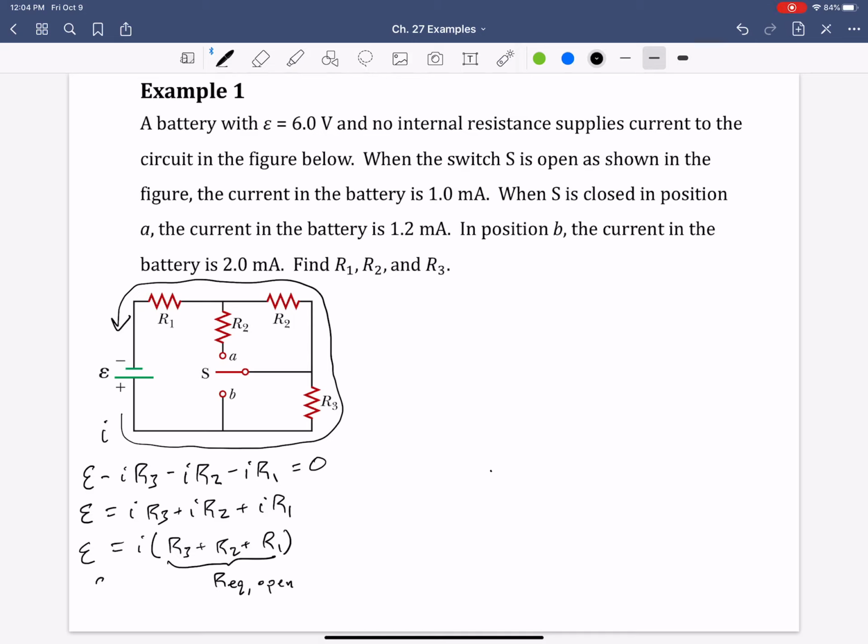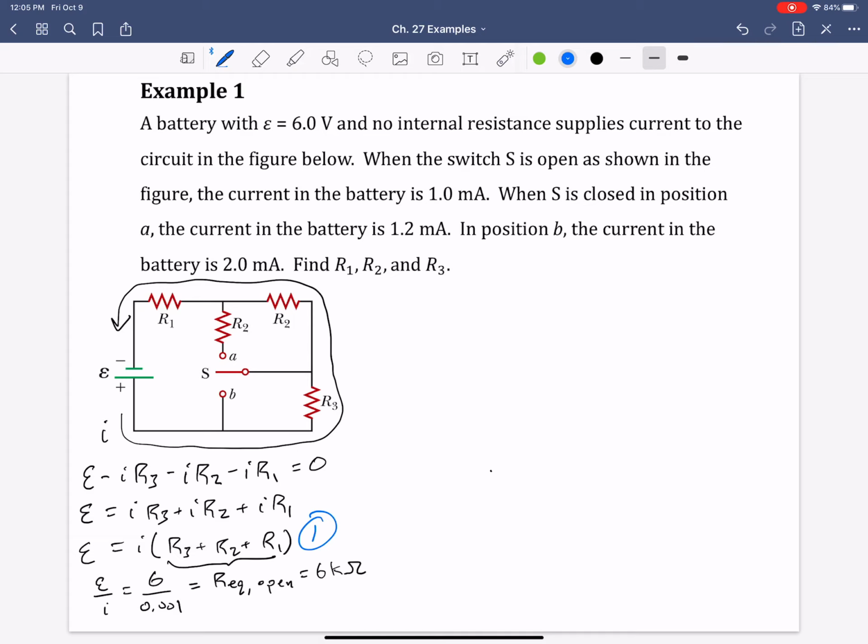That gives us EMF divided by i. And in fact, I'm kind of running out of room here. We have 6 volts divided by the current. I'll put it in SI units, 0.001. And that's equal to that value, which is 6 kiloohms. Okay? And so this I'm going to circle as 1. Right? Keep that in mind. In fact, let me make that a different color. Let's put that in blue. Right? Let's remember this equivalent resistance in the open case.